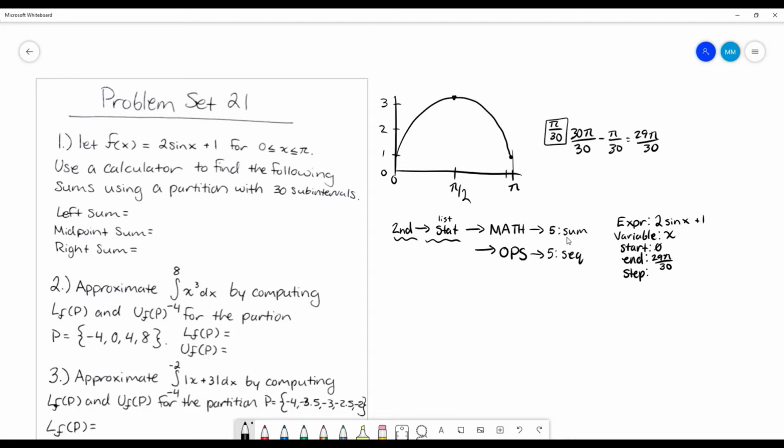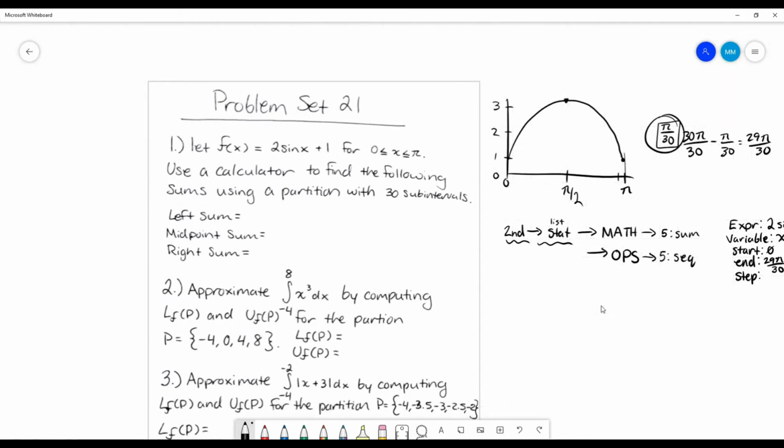So that's what I'm going to type in to my calculator for my end: 29 pi divided by 30. And then that step is, like we just said, pi divided by 30. And then we press paste and enter and have it run. And that's going to give us a left sum looking like this.